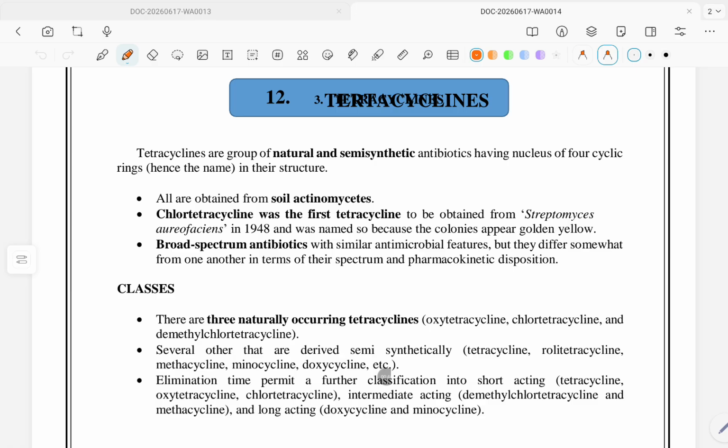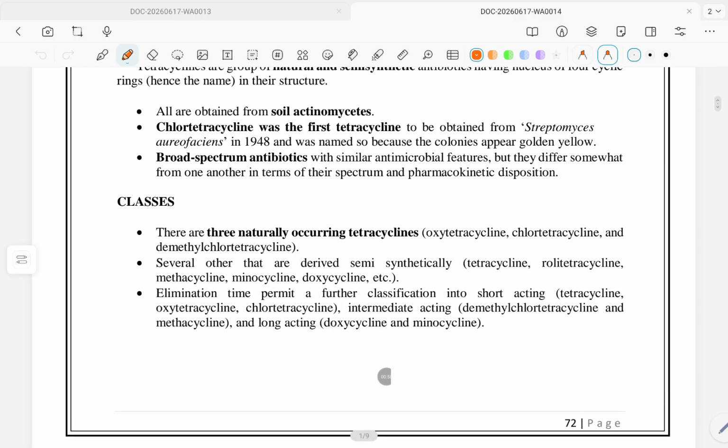Broad-spectrum antibiotics with similar antimicrobial features, but they differ somewhat from one another in terms of their spectrum and pharmacokinetic disposition.